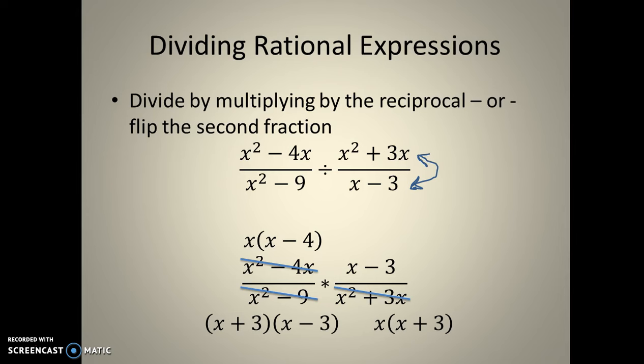Cancel out things that match. So I'm looking for x minus 3 on the bottom and an x minus 3 on top. And then I also have an x, just an x that stands alone on both the bottom and the top. So I can cancel all those out. So it looks like my final answer would be x minus 4 over x plus 3 times x plus 3. You can actually write that a little condensed if you want to as x minus 4 over x plus 3 squared, but you don't have to do that.